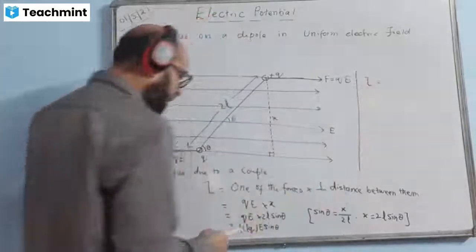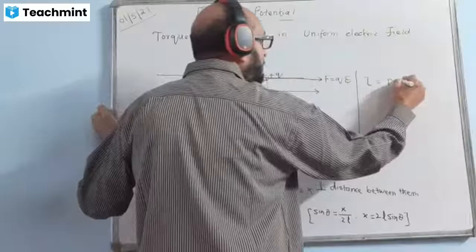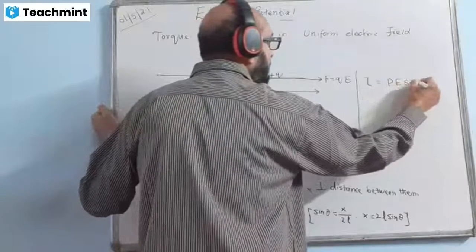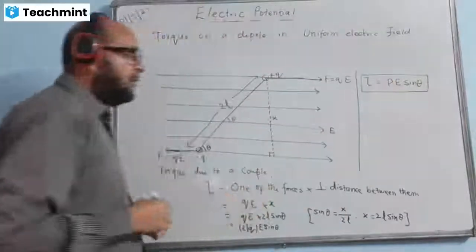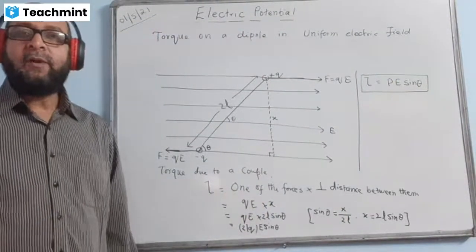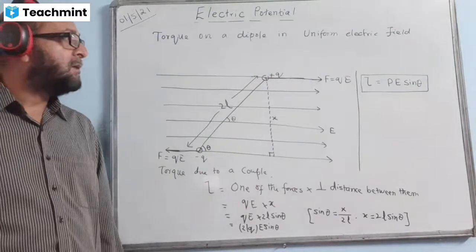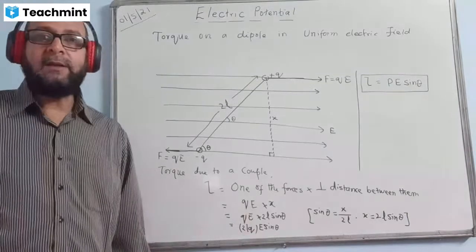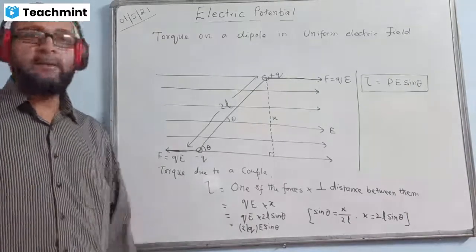Next line I continue here. Torque is equal to 2LQ, which is going to become p, the dipole moment. I write it as pE sin theta. This is the formula of torque on a dipole in a uniform electric field. The formula of torque on a dipole in a uniform field is tau equals pE sin theta. Torque is equal to pE sin theta. That is the formula.